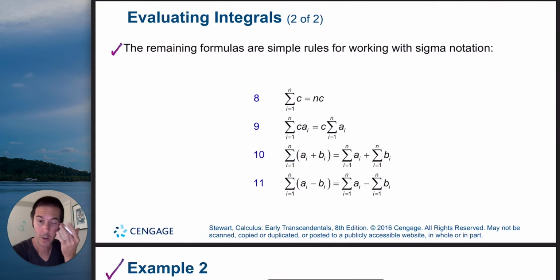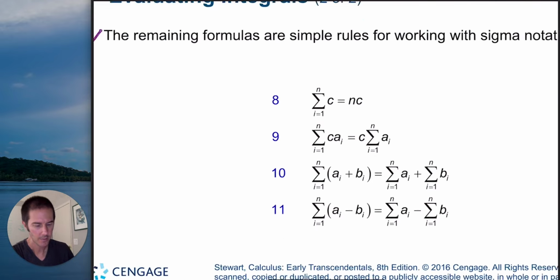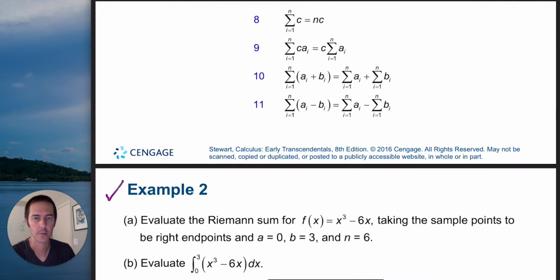Number 9 shows us the property where if we have a constant value, c, that's multiplying our a sub i, and this is some series of terms, right, the ith term. If each one of the terms as part of our sum has a constant multiple, we can factor that constant value out in front of our sum. We can do all of the addition here, get an answer, and then multiply by our c value. Number 10 is basically the distributive property of summation. 11 is the distributive property of summation over subtraction.